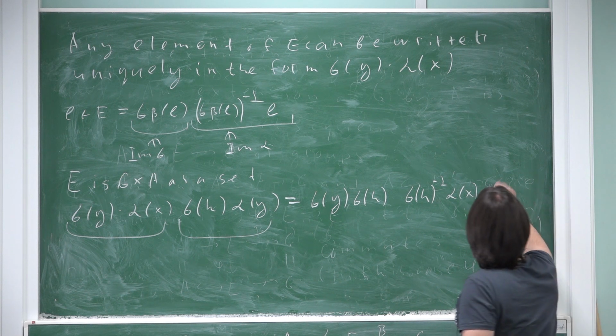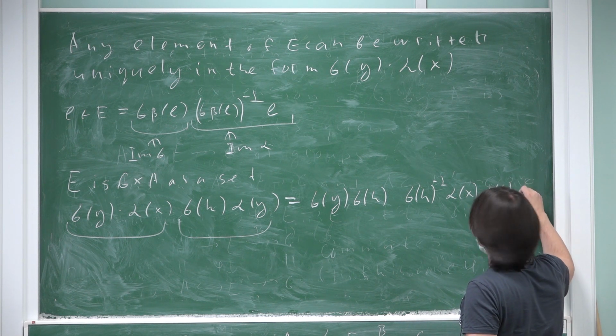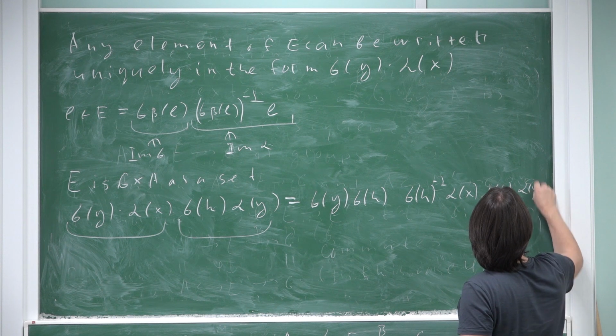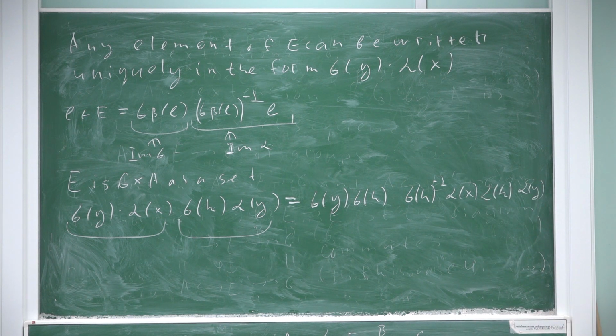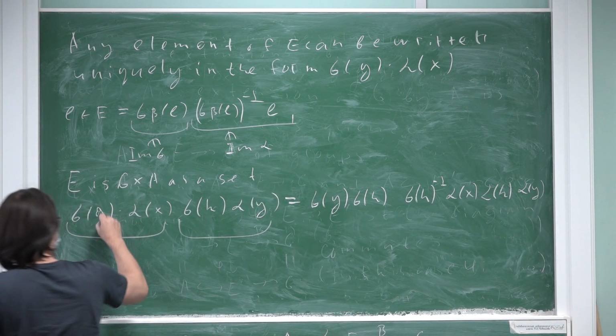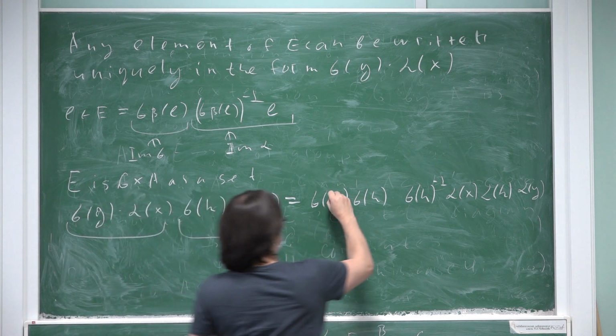So sigma of h alpha of y. We have two y's, but they're different. Where are two y's? It is g. Oh, it's g.